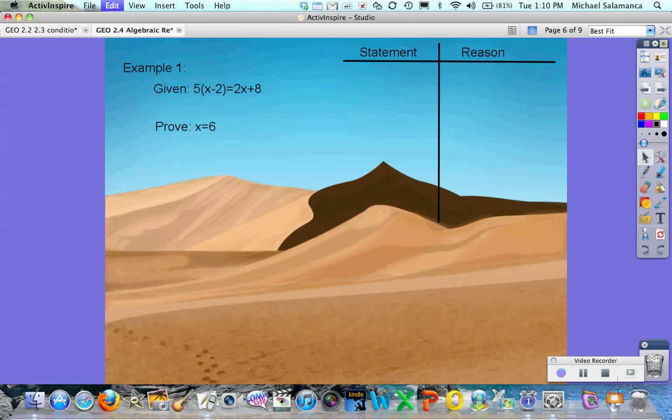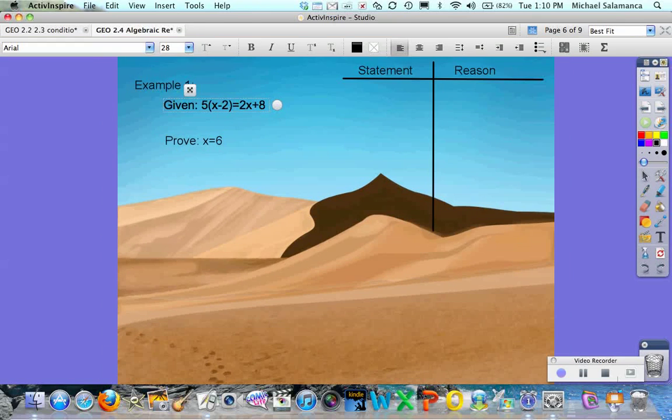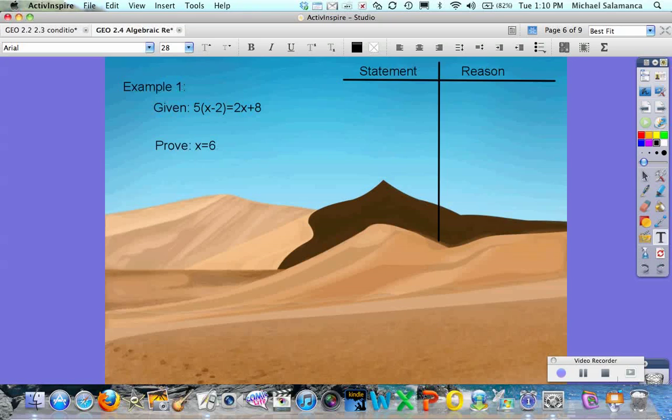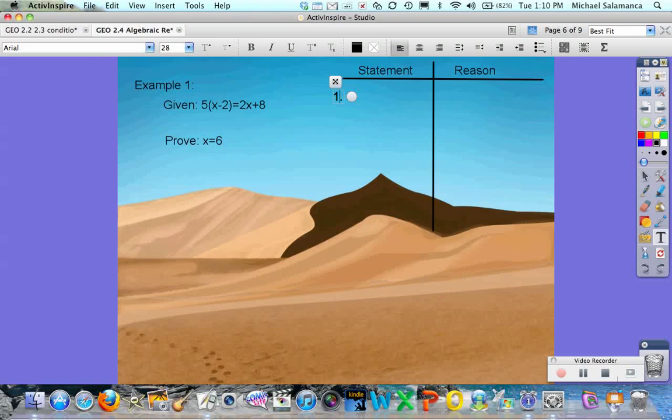So for example 1, given 5 times the quantity x minus 2 equals 2x plus 8, we're supposed to prove that x equals 6. So this is our first real intro to a proof, and we're going to use what's called a 2-column proof, which is what you see on the right. 2 columns, one with a statement, one with a reason. Now, to make this the easiest possible, our first statement and reason are the easiest, which is why if you get this wrong, we have a lot of work to do.